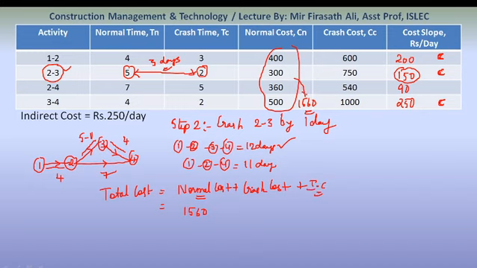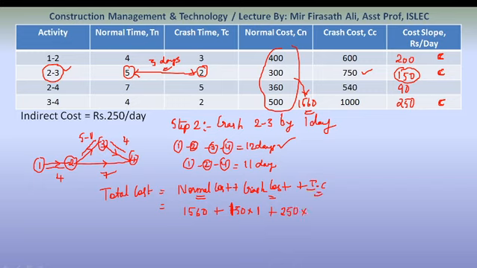Plus crash cost. Which activity are we crashing? 2 to 3. What is the crash cost? For how many days are we crashing? For 1 day we are crashing. So 750 into 1. Sorry, the cost slope per day is what we add: 150 into 1. For the 2 to 3 activity, the cost slope per day is 150. So 150 into 1 plus indirect cost 250 rupees per day.